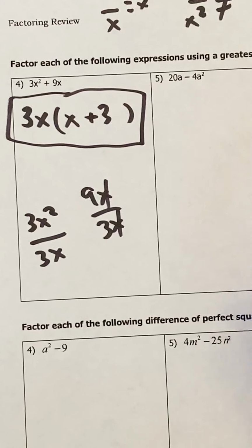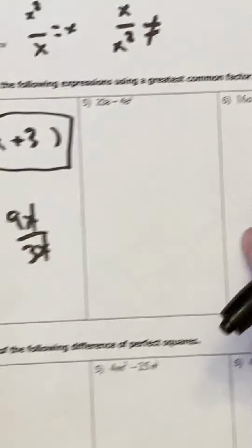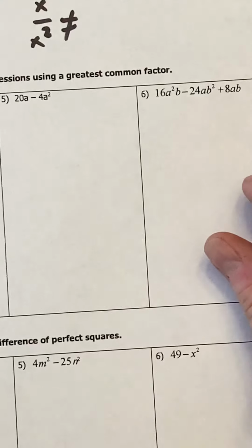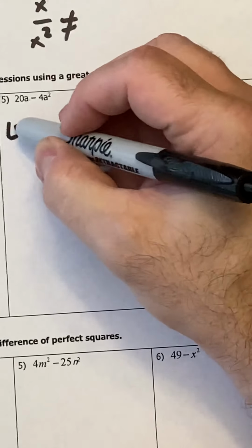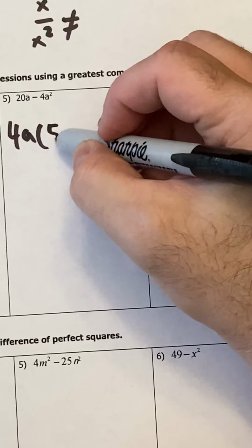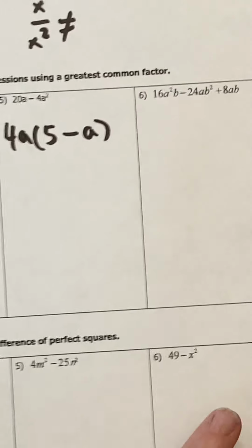All right, very important that you be able to do this. It comes up all of the time. So I'll just go through a few more of these. Okay, next one, 20a minus 4a squared. The greatest common factor is going to be 4a. Dividing it out, 20a divided by 4a is 5, and 4a squared divided by 4a is a.